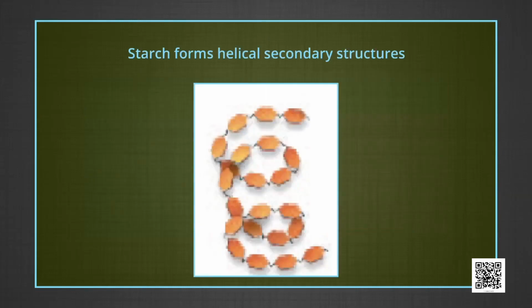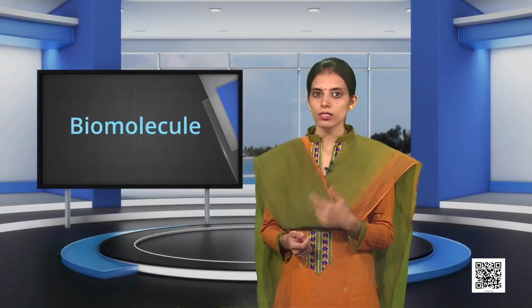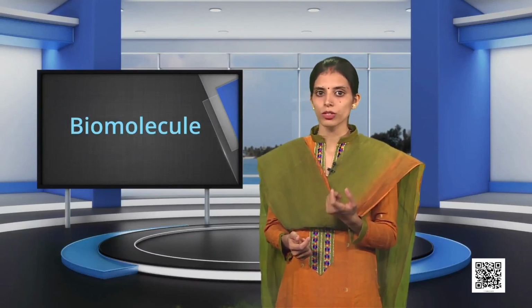Starch forms a helical secondary structure. Now, as I already told you, cellulose can't hold iodine molecules because it does not have a helical portion, but starch can hold iodine molecules as it contains the helical portion. The starch iodine complex is blue in color. This is a test done for the presence of starch in food.